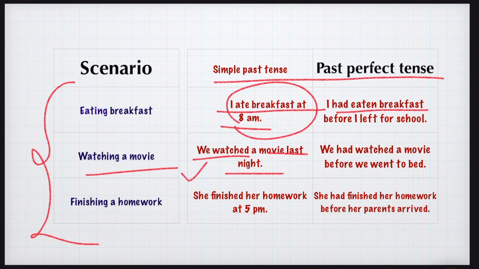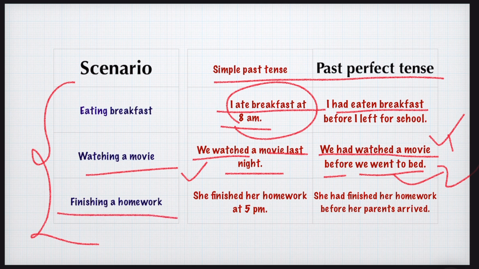In past perfect, we had watched a movie before we went to bed. Two actions, went to bed and had watched a movie. This is first action, and after watching movie, we went to the bed. This is second action. And finishing a homework. This is the third scenario.